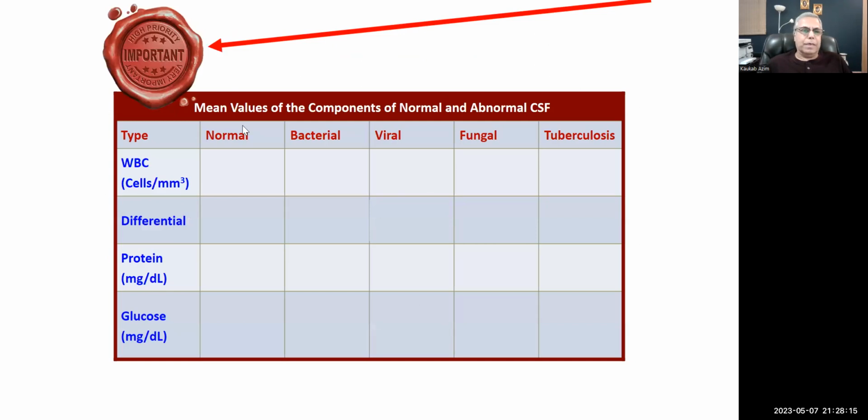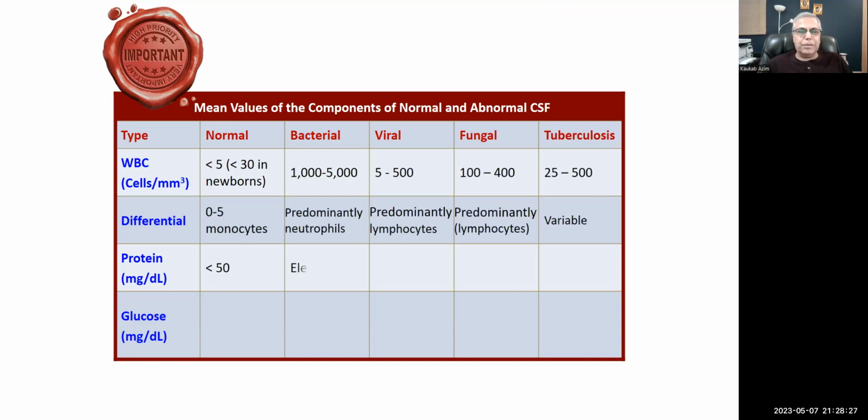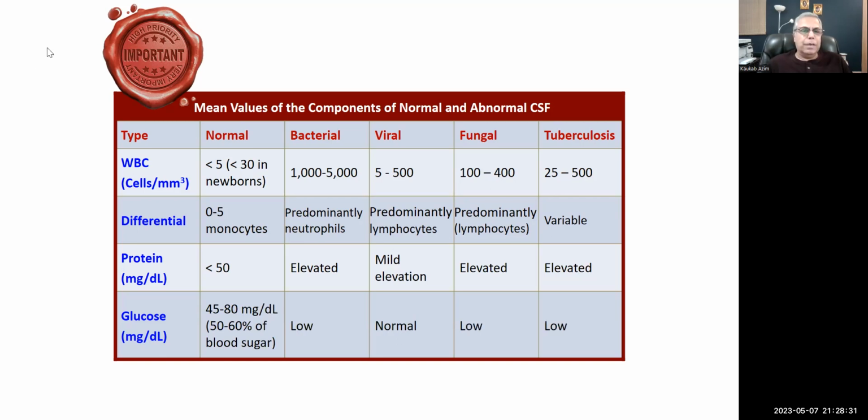This is an important slide. I've written important over here. So if I ask you something in the examination, don't complain later on. You must know everything in this slide. I've explained to you during the lecture. You should know it. Now, just one or two things I'll explain to you because we are doing bacterial meningitis.